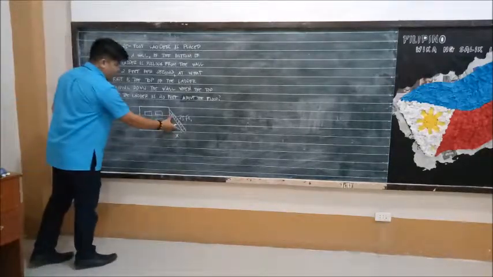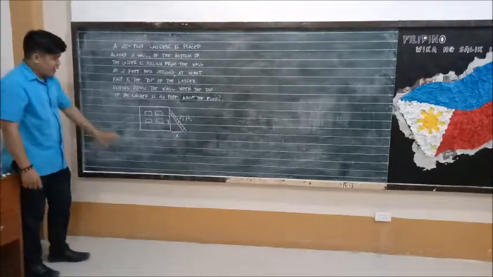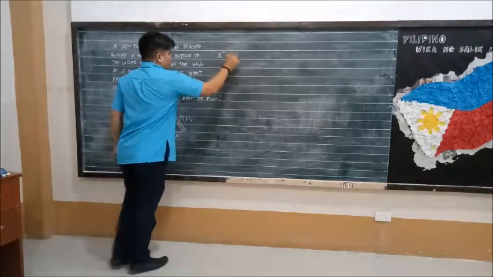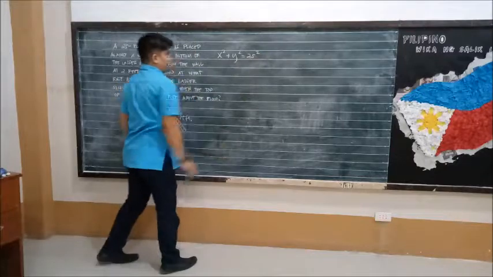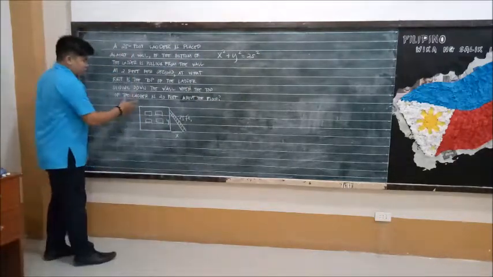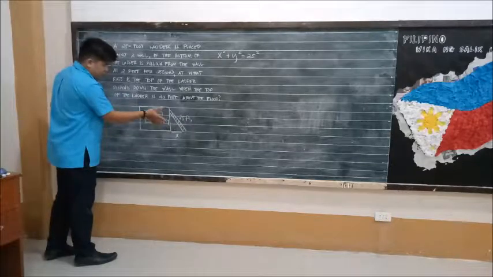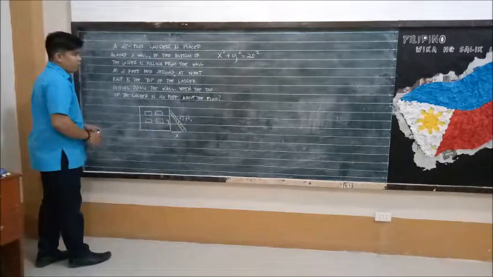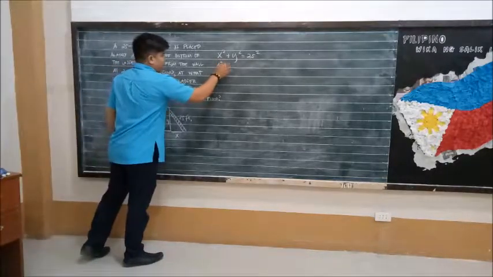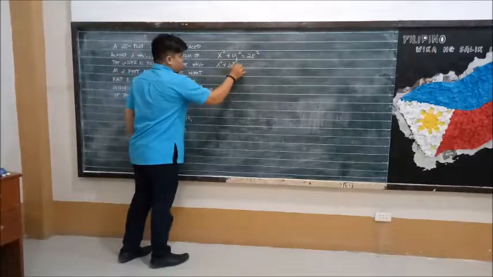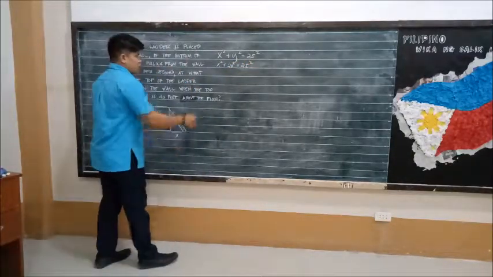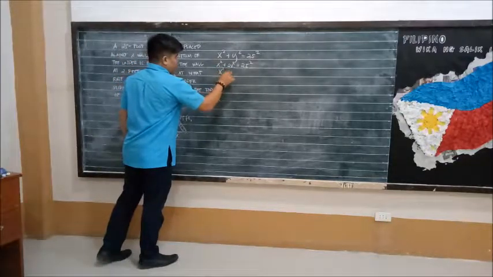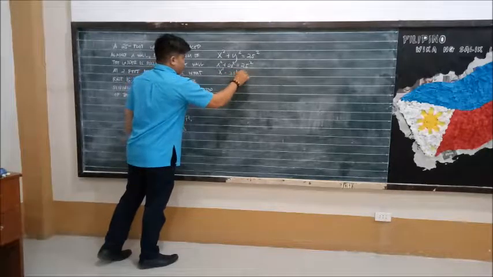So the ladder is 25 feet. Since it's like a Pythagorean Theorem, we use x squared plus y squared equals 25 squared. Since we know that y, the top of the ladder, is 20 feet above the floor, x squared plus 20 squared equals 25 squared. So transpose 20 squared to the right. x squared equals 25 squared minus 20 squared.